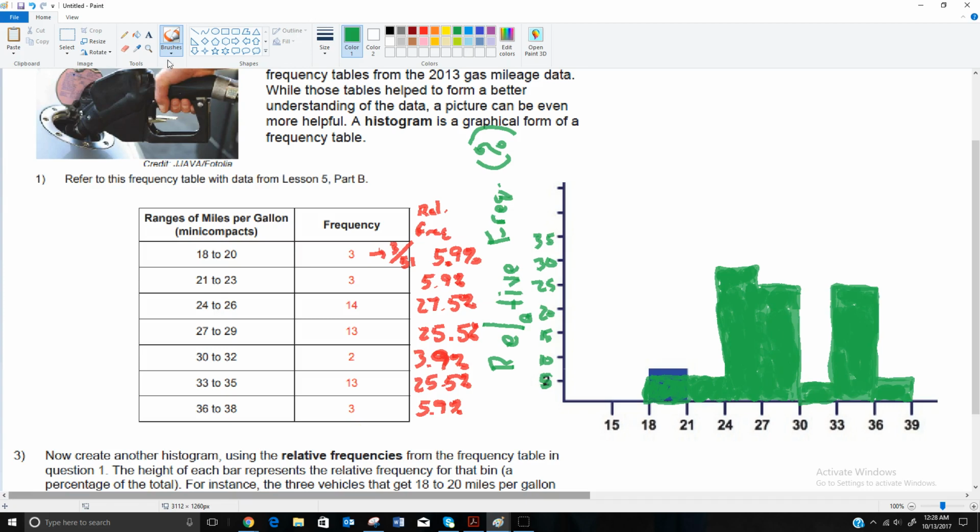And then lastly, I should have done this probably before I started, but let's not forget that we should have a title and labels here. So up here, I'm going to title this 2013 Mini Compacts again. And down here, I'm going to label this miles per gallon.